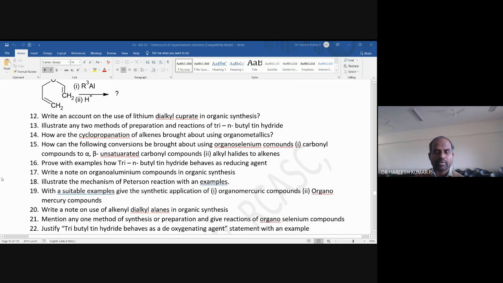And then with a suitable example, give the synthetic application of organomercuric compounds. Organomercuric means solvomercuration, mercuration, demercuration. So these points you can explain.